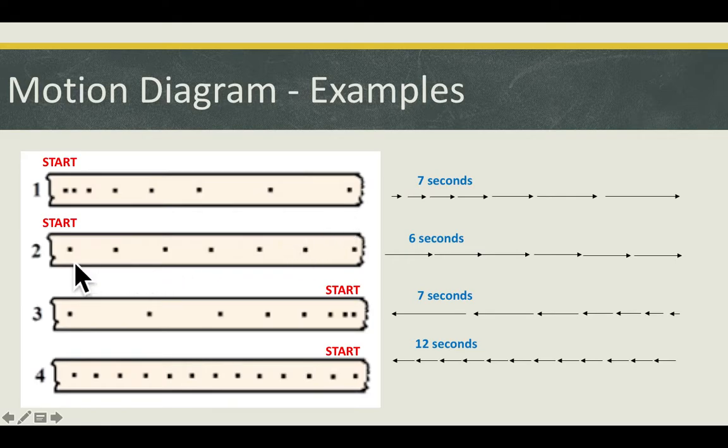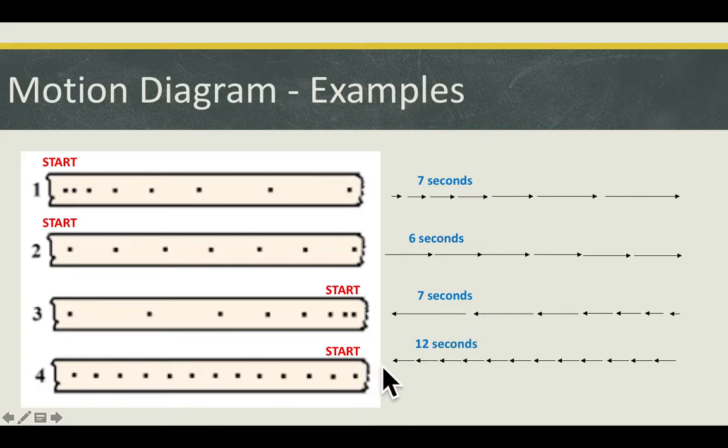Number 2 shows something that begins at the left, moves toward the right, and it changes position equal distances each time. So in 6 seconds, this object moves equal distance in each second. So this one is a constant speed example, number 2. Number 3 is very much like number 1, however, it starts on the right and moves toward the left, and it covers longer distances as the 7 seconds pass. So this one is not a constant velocity either.